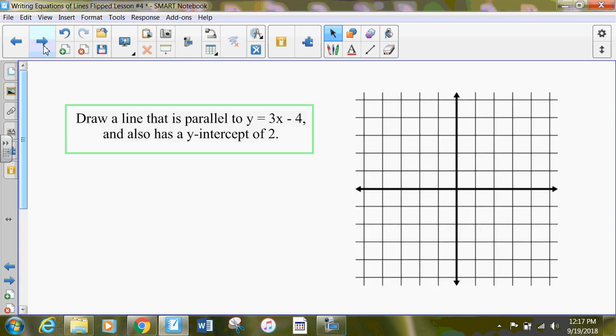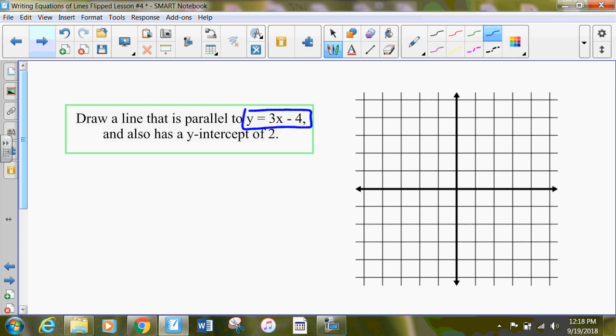Okay, draw a line that is parallel to y equals 3x minus 4 and also has a y-intercept of 2. So we could go about this two different ways. The first thing is we could go ahead and graph this line. We could see that it has a y-intercept equal to -4. We can see that it has a slope equal to 3. So we would go up 3 over 1. I can draw a straighter line if I do more dots.